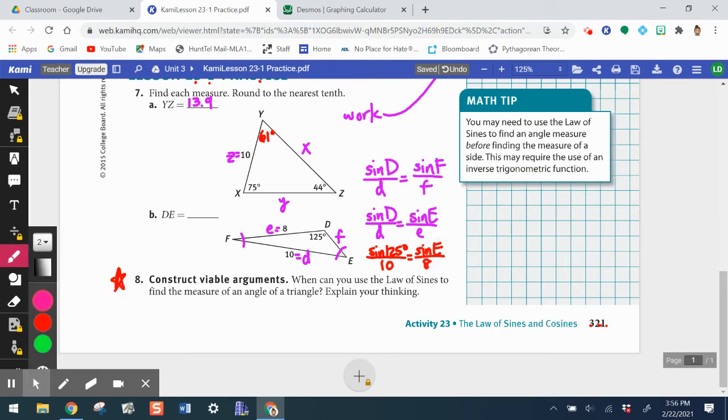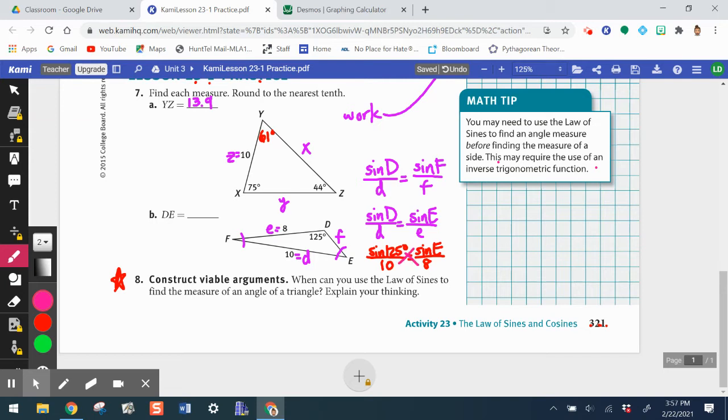If you recall back in our previous lessons, we used the inverse trig functions to find angle measures. So we're going to use that here. And notice the math tip. You may need to use the law of sines to find an angle measure before finding the measure of a side. In fact, they were kind of hinting at it for us. And this may require the use of an inverse trig function, which we learned back in lesson 22-4.